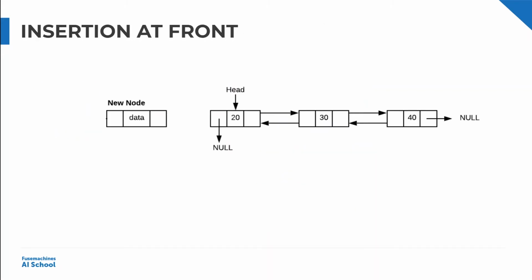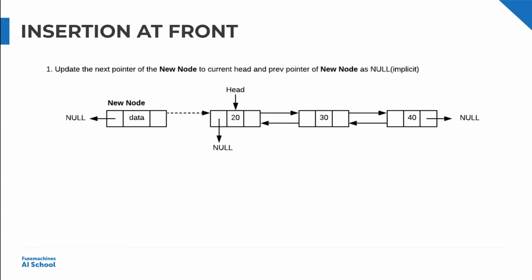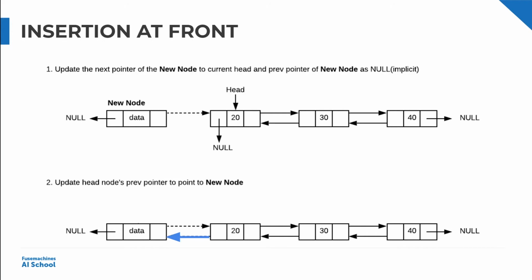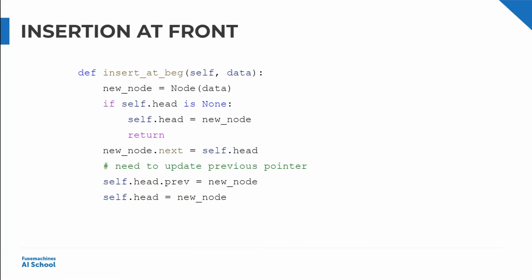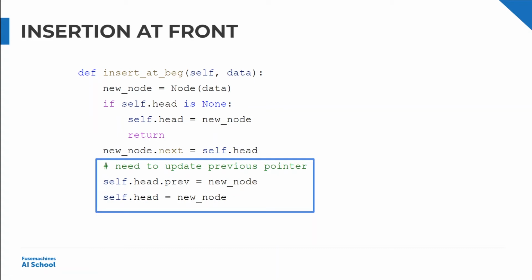The first case is to insert a node at the front. First, we update the next pointer of the new node to the current head and the previous pointer of the new node to null. Then we update the head node's previous pointer to point to the new node and make the new node the head. Here is the implementation part. In the first four lines of the code, we take care of the case where the list is empty. For that, we just need to initialize a new node with data and update the head. If the list is not empty, we proceed in the same way as a singly linked list. One major difference is that we have to update the previous pointer of the current head before we update the head to point to the new node.